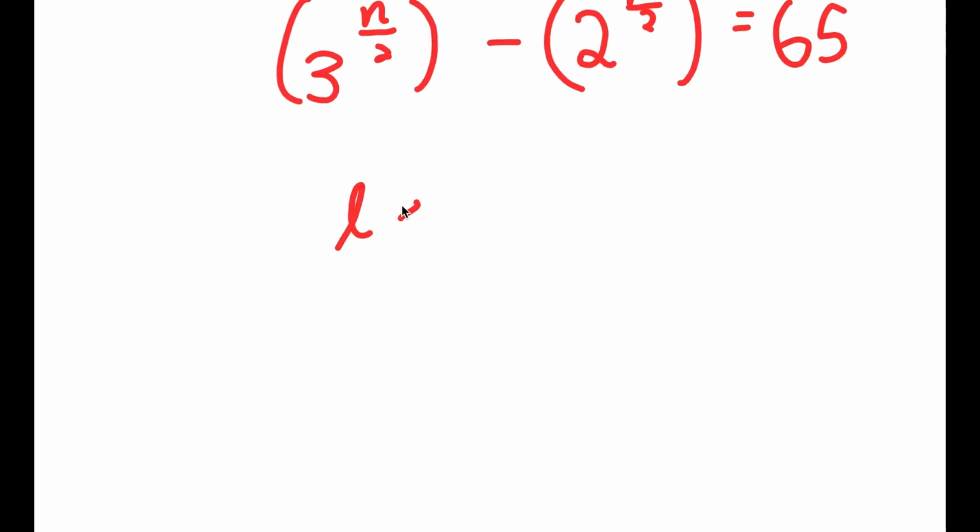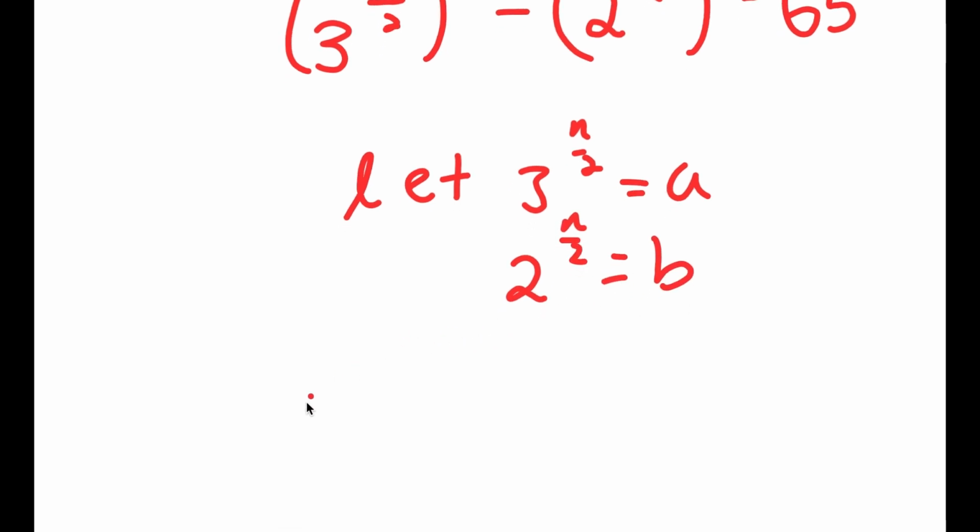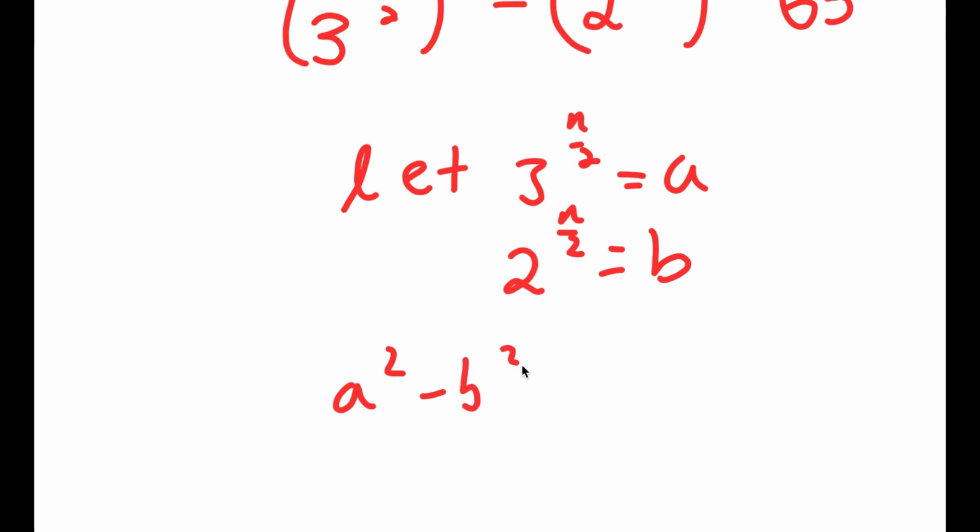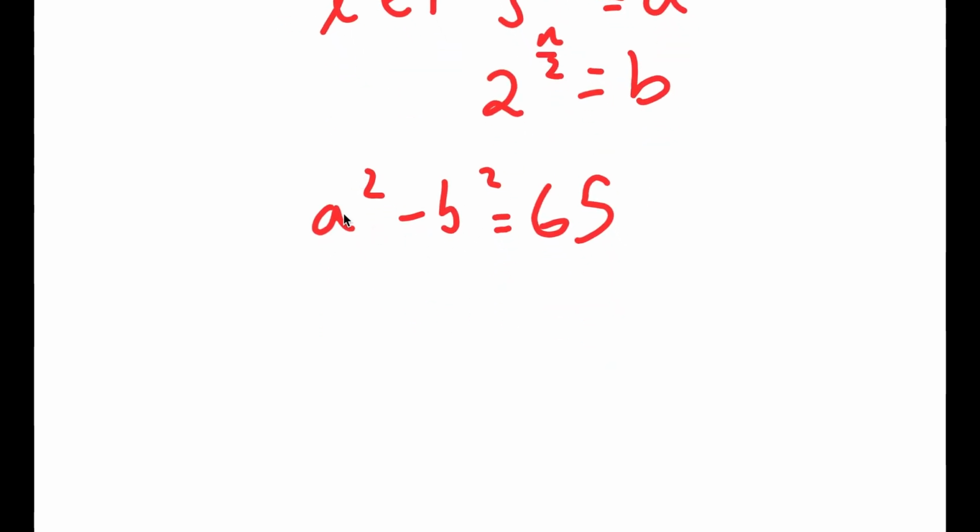Now I'm going to let 3 to the power of n over 2 equal a, and 2 to the power of n over 2 equal b. So now I have a squared minus b squared is equal to 65. And a squared minus b squared, that's the same thing as a plus b times a minus b.